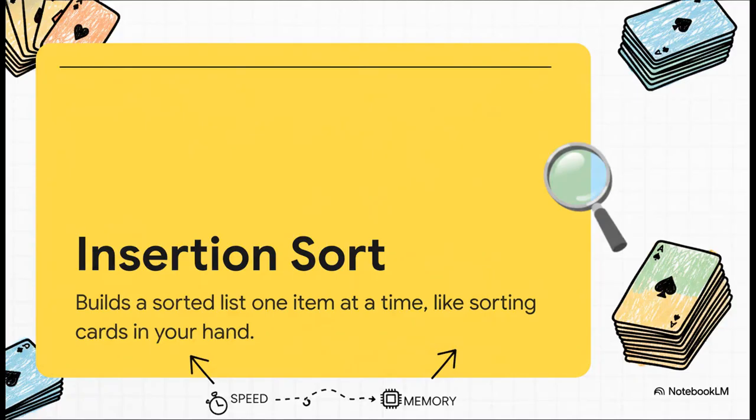Okay, next up, meet insertion sort, our adaptive organizer. Now, this is probably how you actually sort a hand of playing cards. You hold the cards you've already sorted in one hand, you pick a new card from the pile, and you just kind of slide it into the correct position among the ones you're already holding.